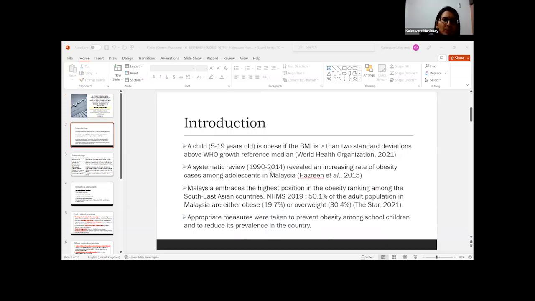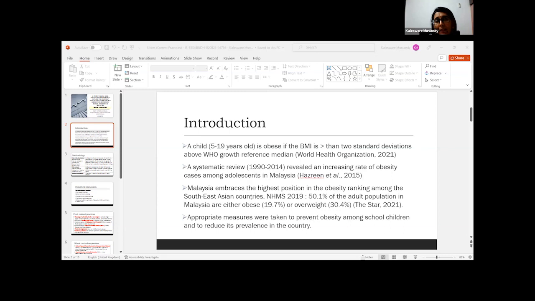A child is considered obese if the BMI is more than 2 standard deviations. According to a systematic review done in Malaysia, we had an increasing rate of obesity cases among adolescents. According to research, Malaysia actually holds the highest position in obesity ranking among Southeast Asian countries. And according to our National Health and Morbidity Survey 2019, 50.1% of the adult population is overweight.